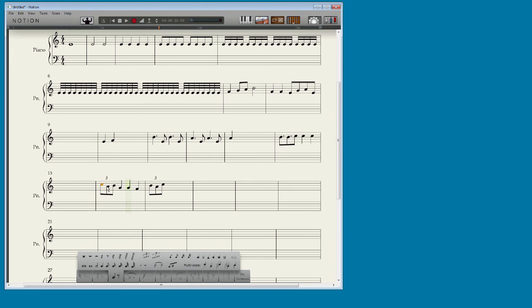If we count this out, counting eighth notes, one, two, three, four, five, six, seven, eight, nine. There's nine eighth notes. We can't fit nine eighth notes. We only have four quarters, or eight eighths. But it's saying that, in fact, these three are taking up the space of two eighth notes. So just something to be aware of.